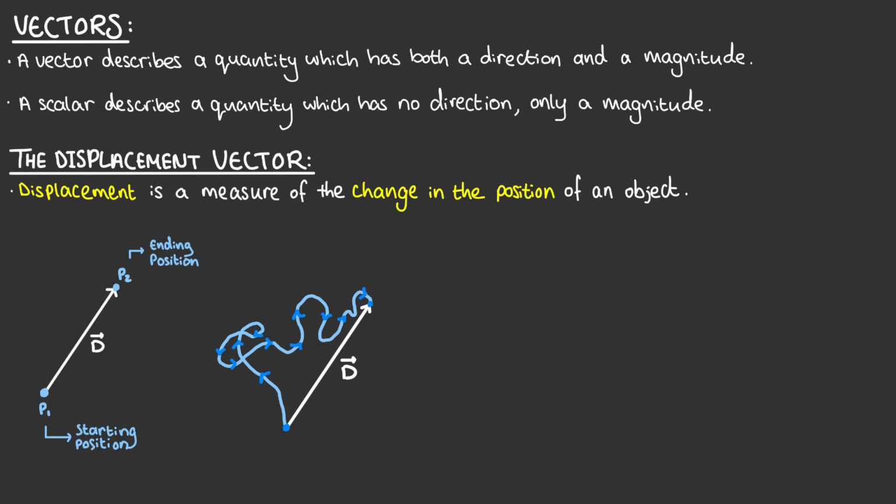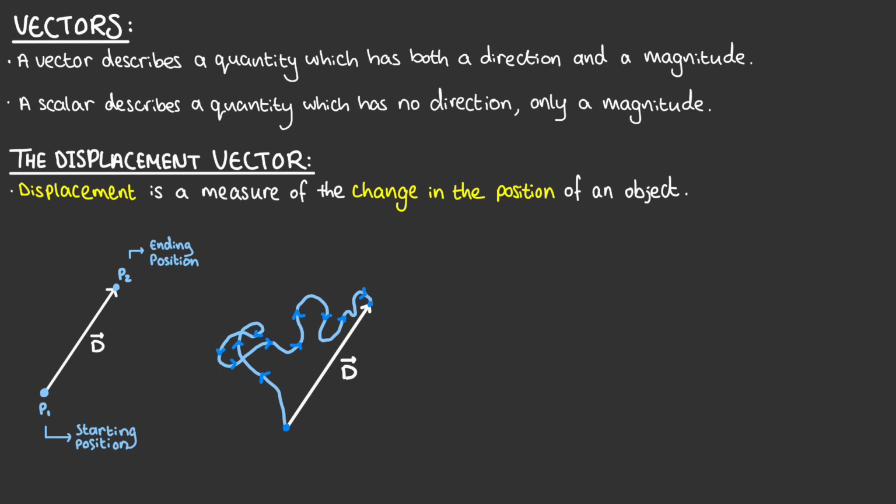The displacement vector is denoted by the capital D with an arrow above it, and it consists of an arrow which points from P1, the starting position, to P2, the ending position. So we can see how distance, a scalar value, and displacement, a vector value, are different from one another.